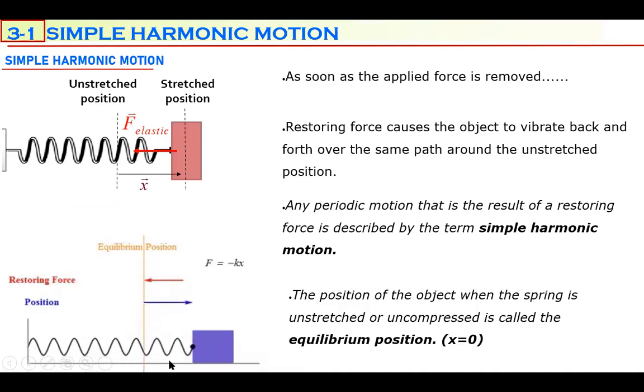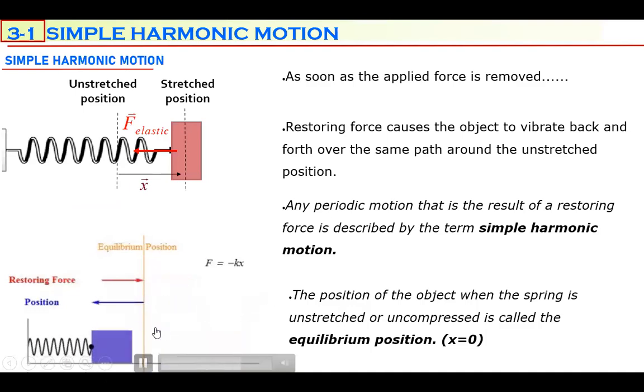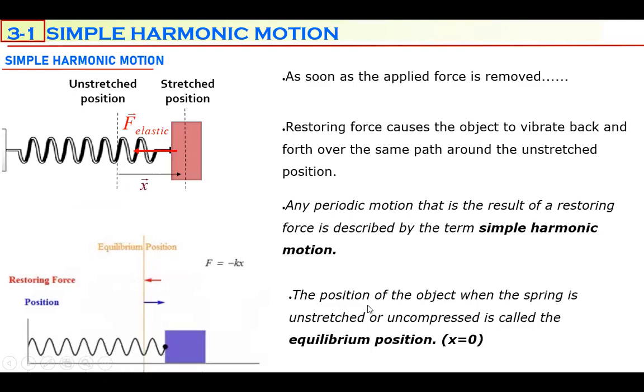Okay, this one, as you see, is oscillating or vibrating around this unstretched position back and forth. So this is a simple harmonic motion. So the definition of simple harmonic motion is this. It's a periodic motion. Yes, it is repeated motion, but it's a specific type of repeated motion.